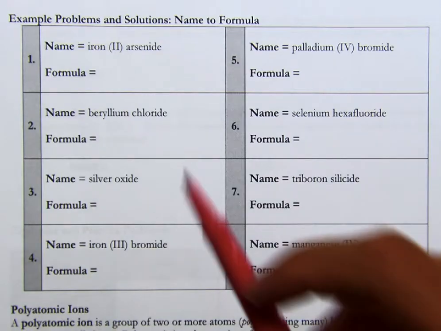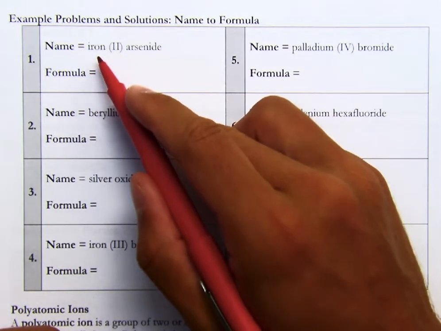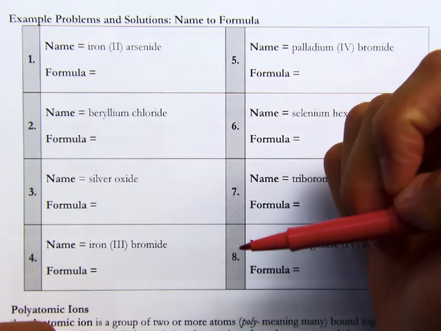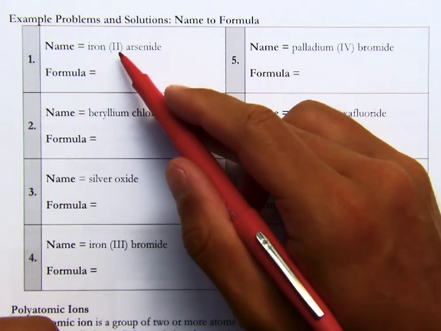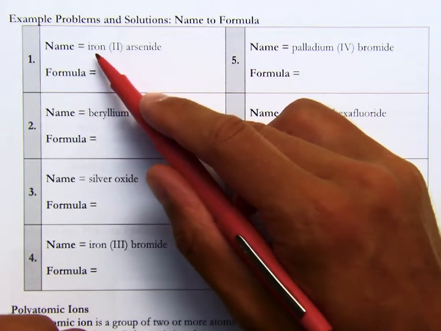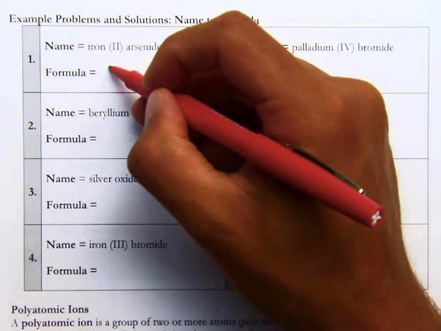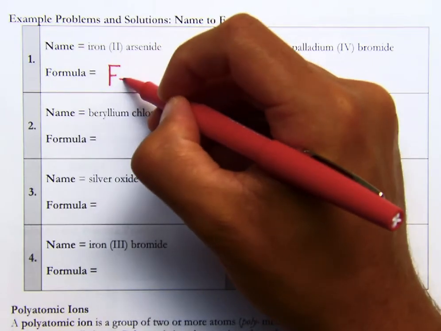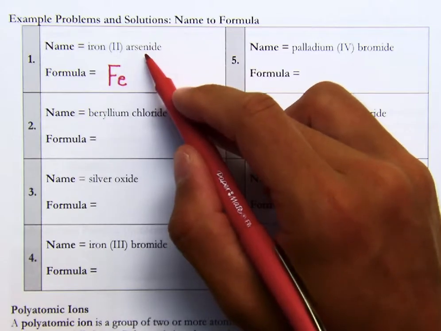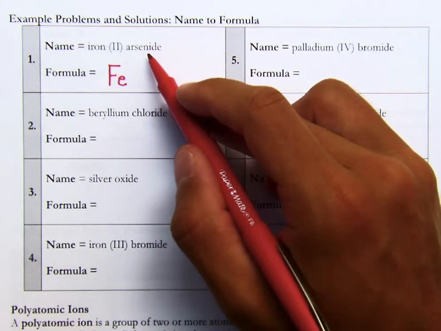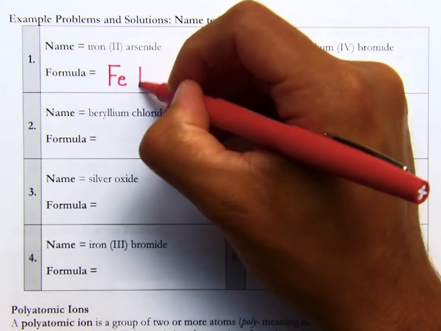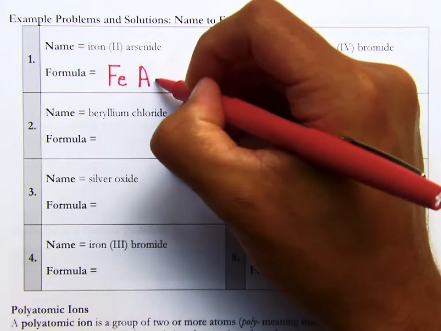Okay. Iron, and then you have a Roman numeral 2. Now, immediately, if it has a Roman numeral, you know it's a type 2 compound. And that Roman numeral tells you the charge of the iron. Okay, so we have iron, which is Fe, and arsenide is arsenic. Arsenic on the periodic table is As, capital A, lowercase s.